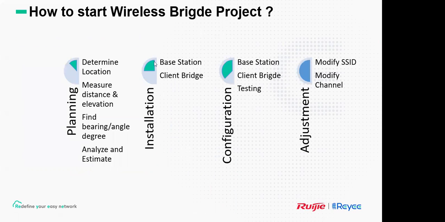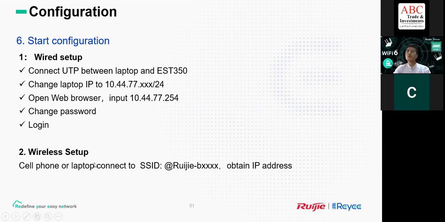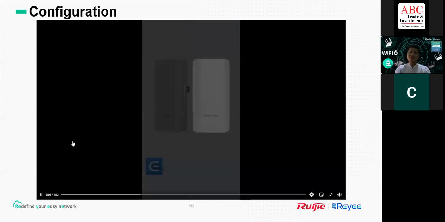For the configuration, you can do it in two ways. One way is to connect to the default SSID and get the IP address, and you can do it with your cell phone. Another way is to configure by using your laptop. For the laptop, you can also assign 10.44.77 dot something. You just log in and change the password. Then your configuration is done. You don't need to worry about any configuration. I will show you the video.